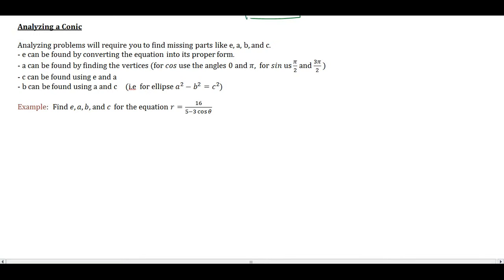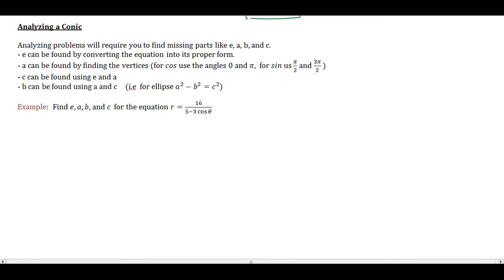Then you can usually find the vertices by, if it's a cosine problem, make sure you use the angle 0 and pi, because then you'll be using 1 and -1. And if it's a sine problem, make sure you use pi over 2 or 3 pi over 2 for the same reason, 1 and -1. Once you figure out A, you can now find whatever you're missing. And so let's show you what I mean by that.